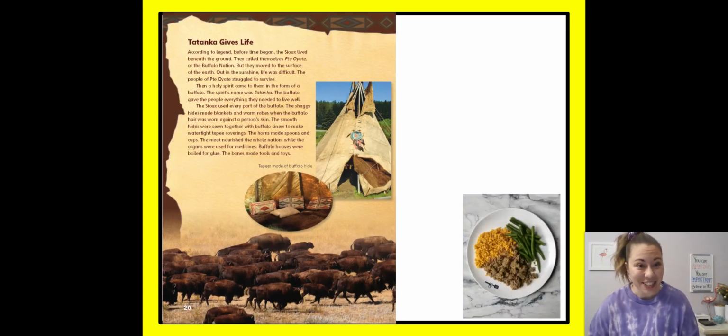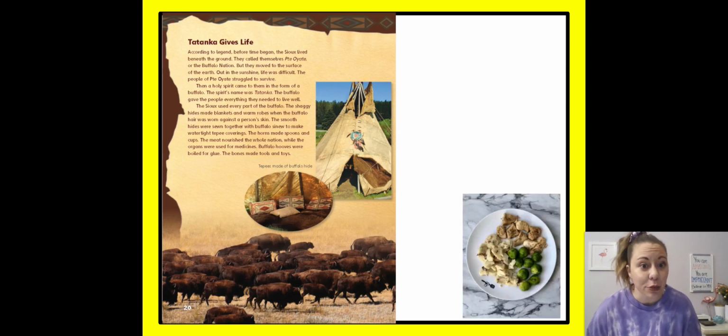Okay, so let's continue. Dadanka gives life. According to legend, before time began, the Sioux lived beneath the ground. They called themselves Pide Oyate, or the Buffalo Nation. But they moved to the surface of the earth. Out in the sunshine, life was difficult. The people of Pide Oyate struggled to survive. Then a Holy Spirit came to them in the form of a buffalo. The spirit's name was Dadanka. The buffalo gave the people everything they needed to live well.